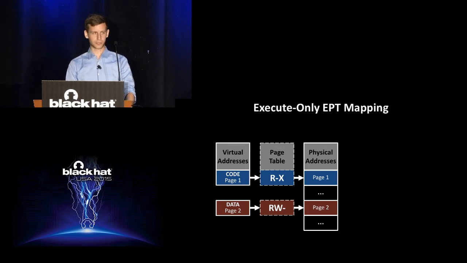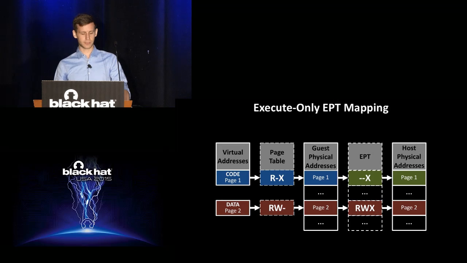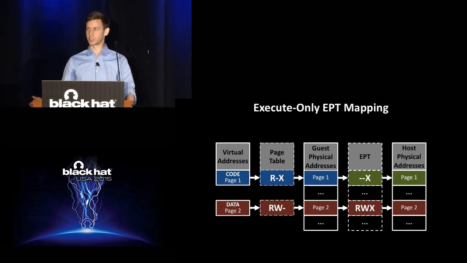However, if we enable memory virtualization, we actually add another layer of translation. So our virtual addresses get first translated to guest physical addresses, which then again get translated using the extended page tables to host physical addresses, which are then the real physical addresses. And the extended page tables allow us to set the permission bits individually. That is, we can actually say, okay, a page should only be executable. And the effective permission for a page is then determined by the intersection of the permission of the page table and the extended page table. So we can actually mark code pages as execute-only.